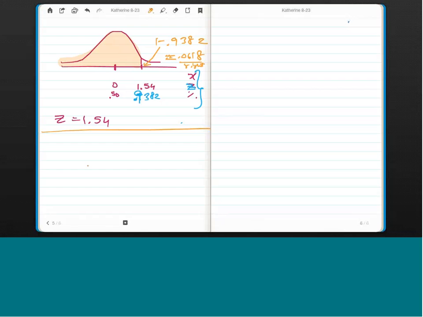Continue, I got it. You can read it. It says between z equals 0 and z equals 3.09. Okay. So you draw the chart up.